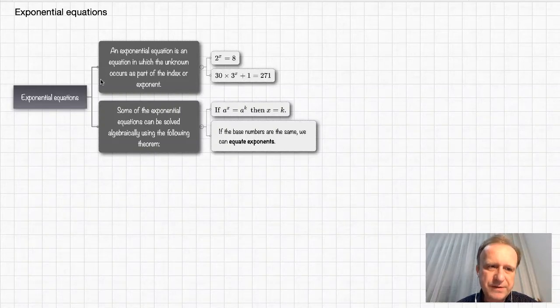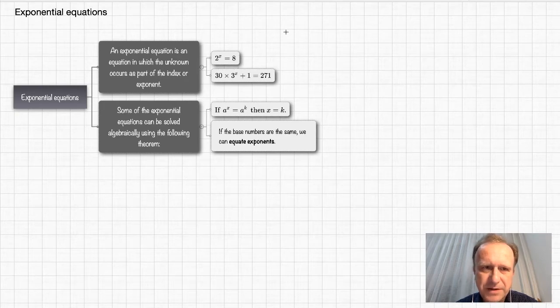Exponential equations. Today I'm going to introduce a new kind of equations called exponential equations. What is an exponential equation? It's an equation in which the unknown occurs as part of the index or exponent. Here is an example of a very simple exponential equation: 2 to the power of x equals 8.